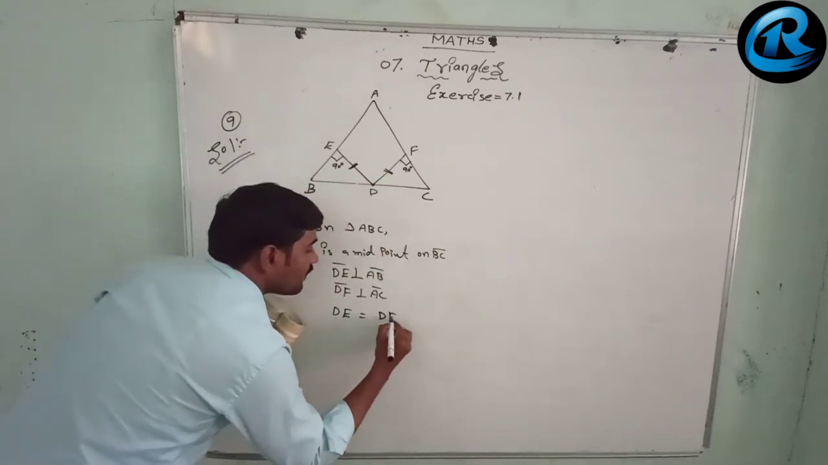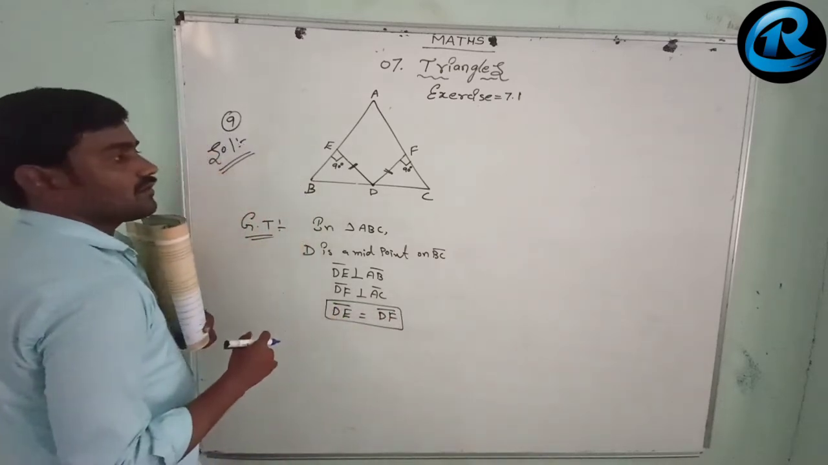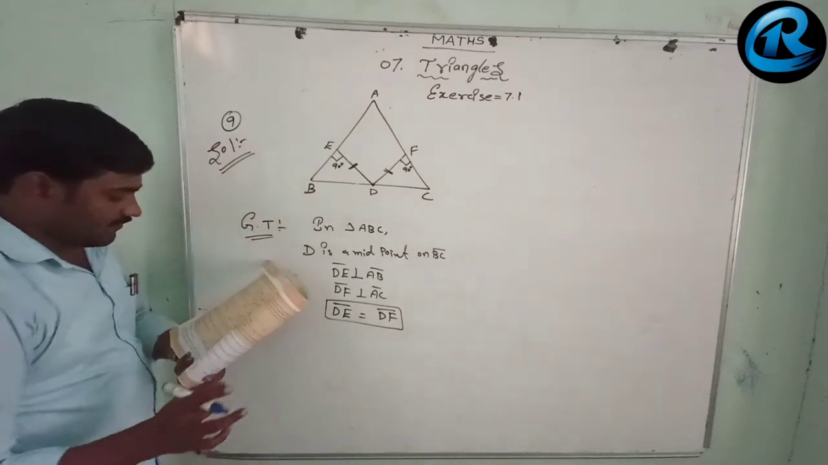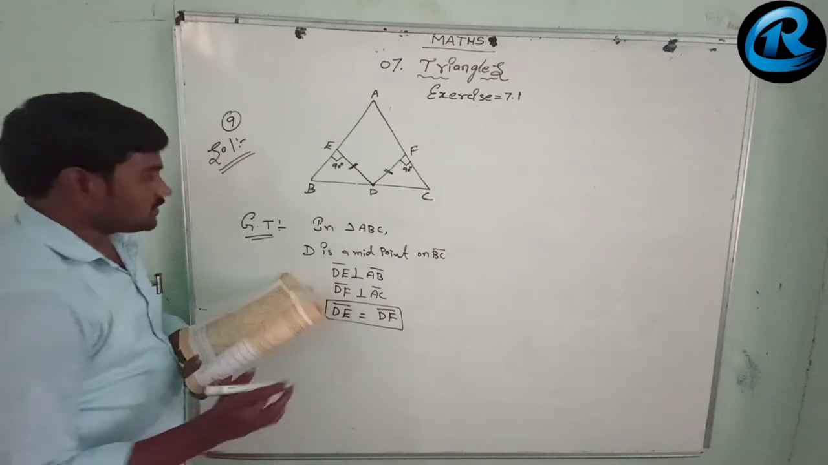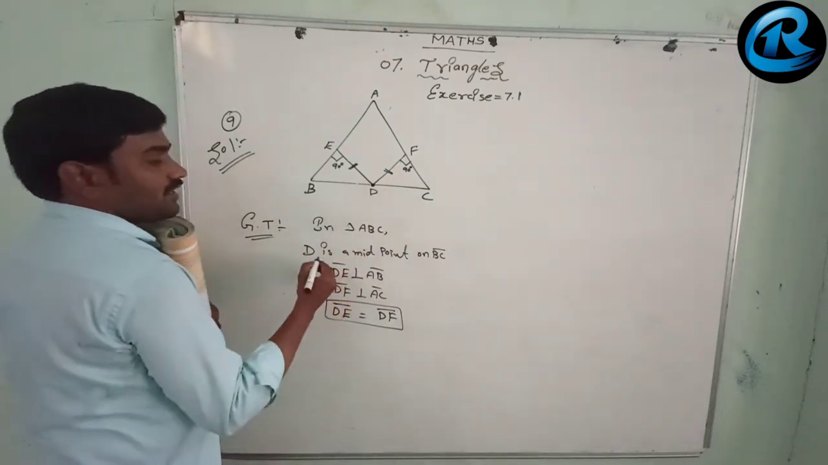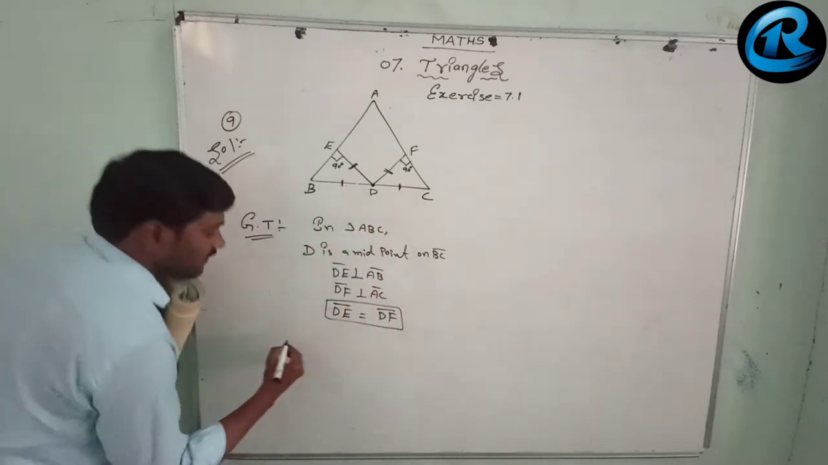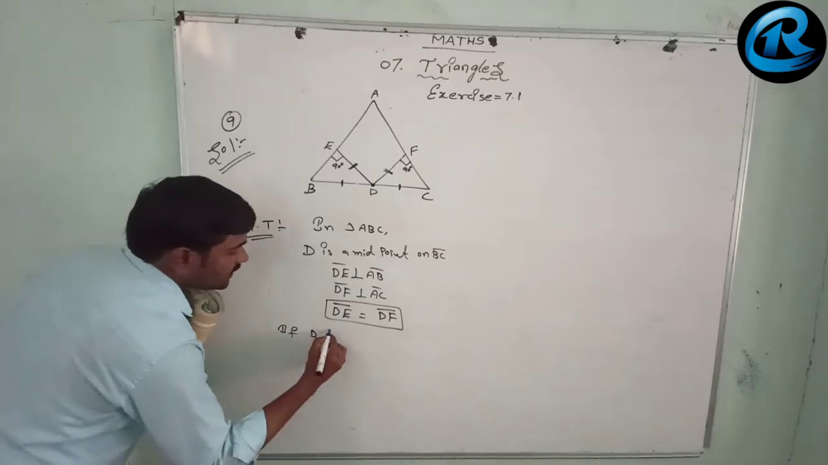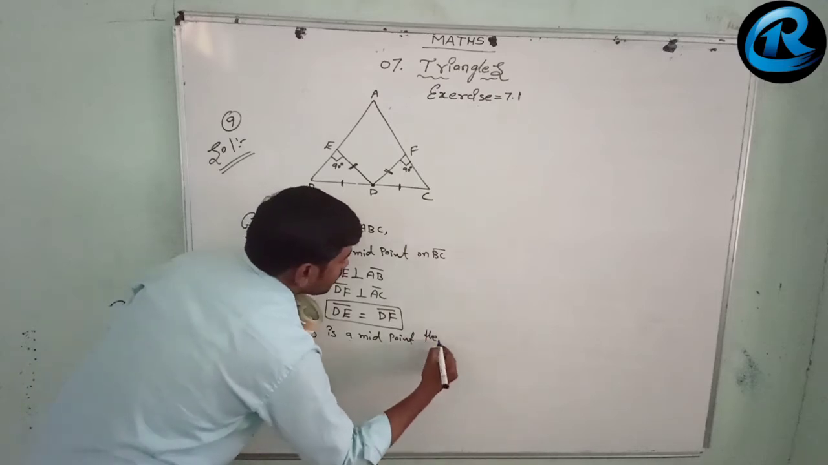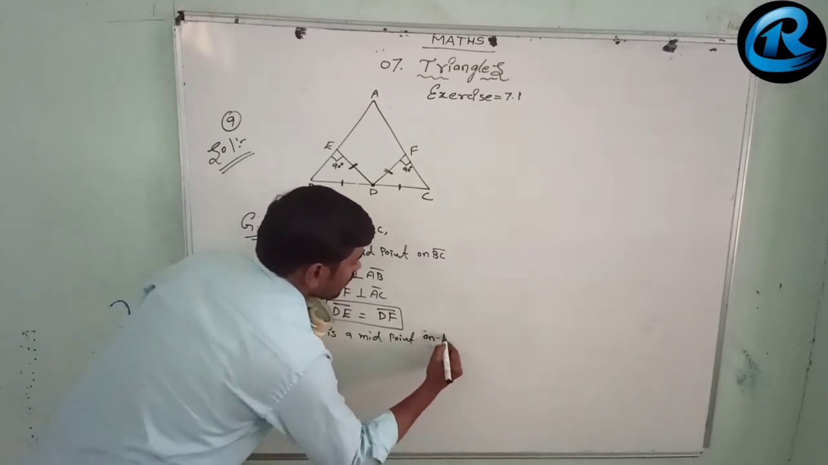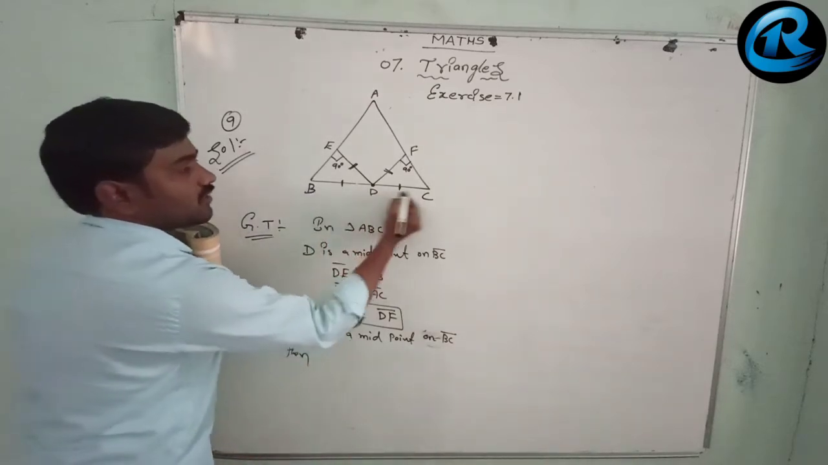DE is equal to DF. You remember this. Okay, DE equal to DF. And has he given anything now? Yes, sir. Here D is a midpoint. If D is a midpoint, then we know that BD equal to DC.